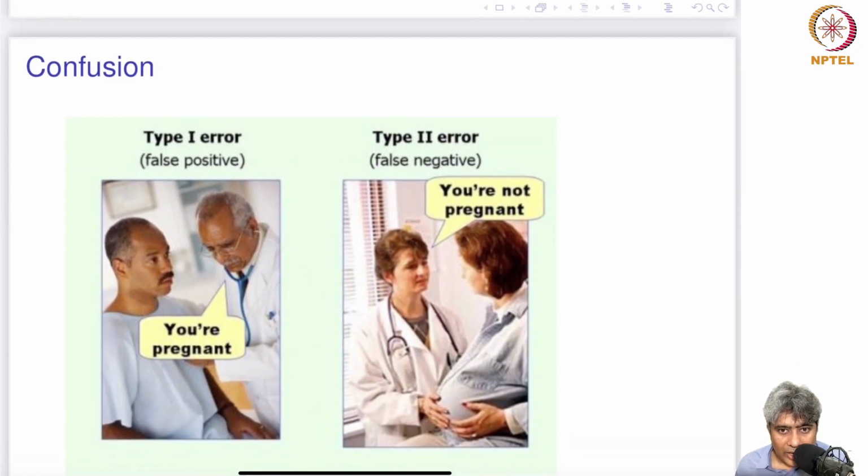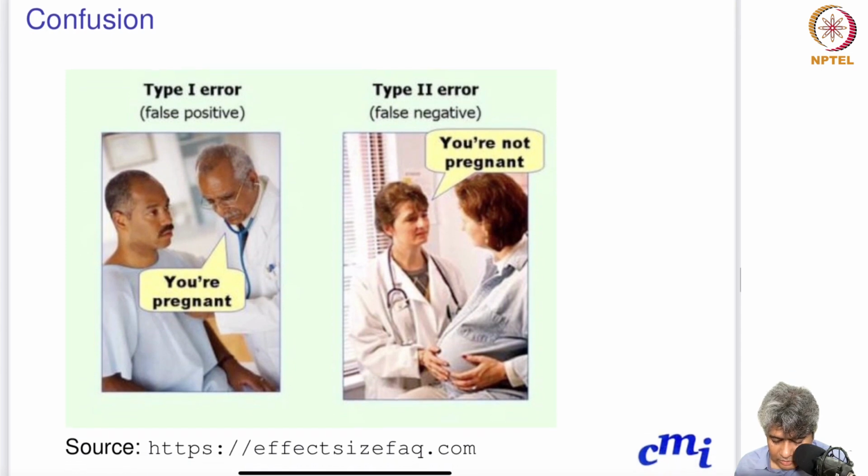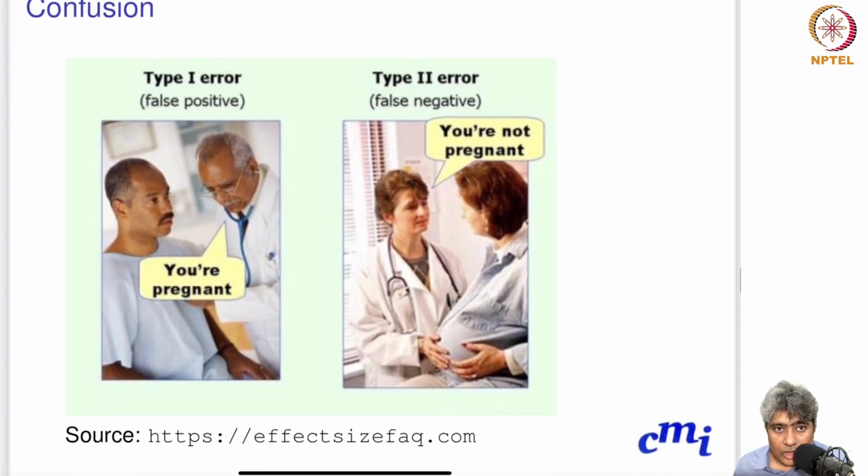So I always use this cartoon of type 1 error, type 2 error, and false positive and false negative. Typically type 1 error is called false positive. Now what does type 1 error, false positive mean? Your test or your model is saying, you did a test for pregnancy and the test says you are pregnant, and clearly this patient is not pregnant. I don't have to tell you why he is not pregnant.